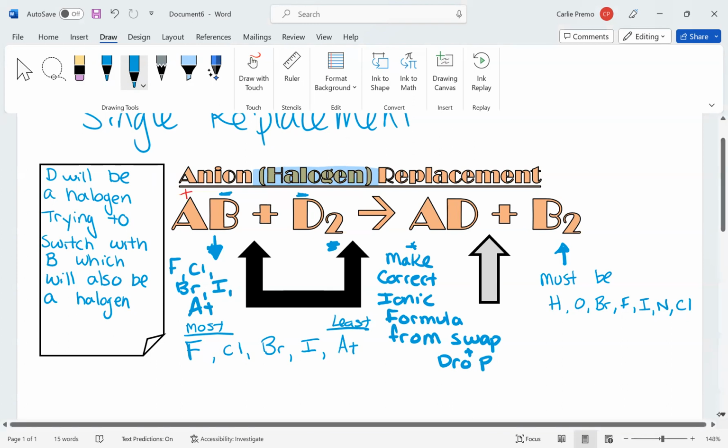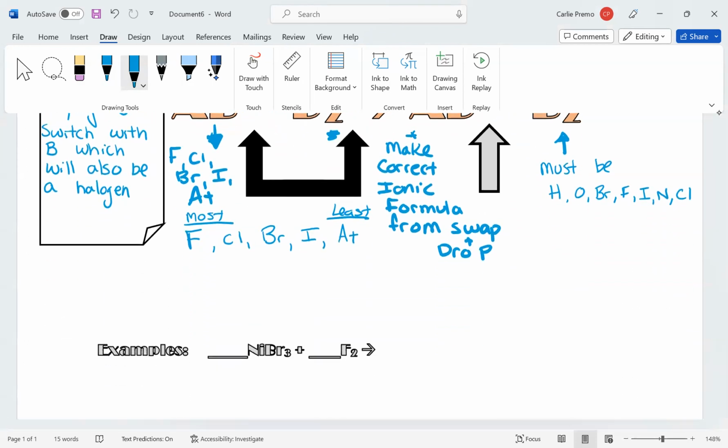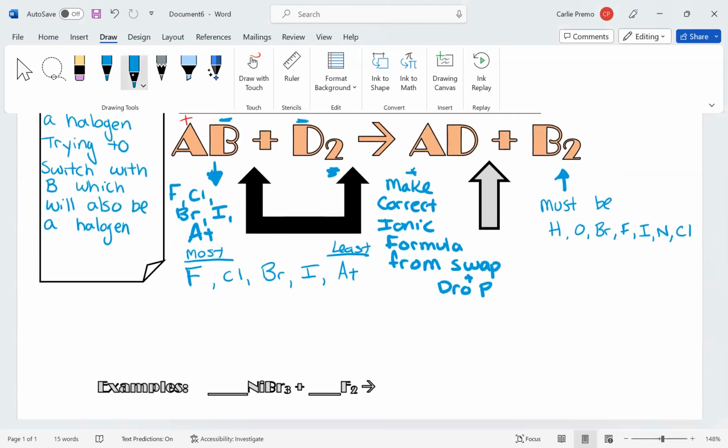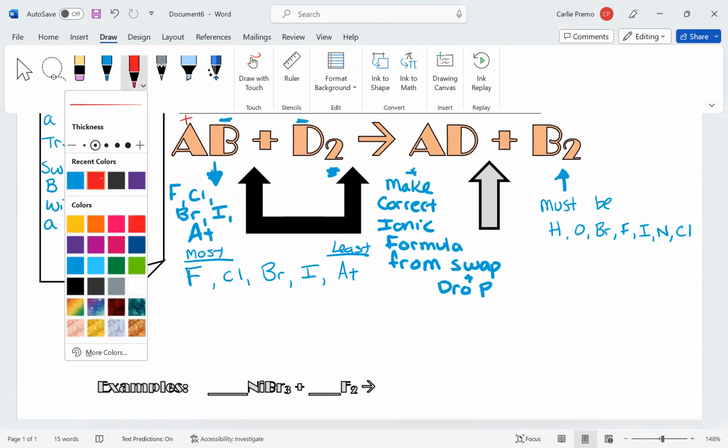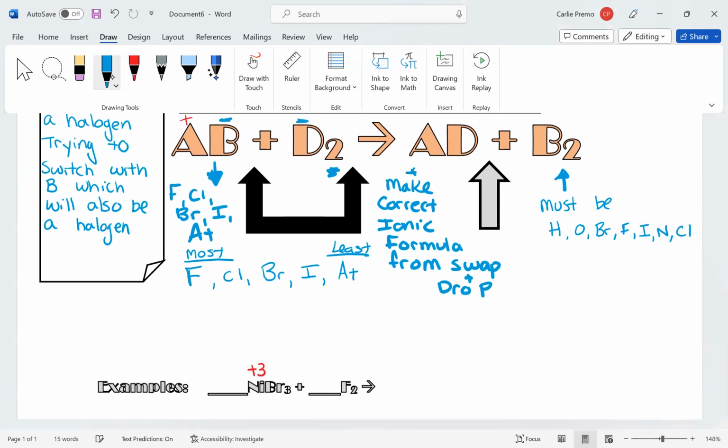So looking at our first example here, we have our cation of nickel, currently having a +3 charge. We have bromine as the halogen. Halogens all have a -1 charge, so that will always be true of these types of replacement. So we're going to see, is bromine more reactive than fluorine? And if we look here, fluorine is the more reactive one, so that one should end up in the compound. So nickel now will pair with fluorine.